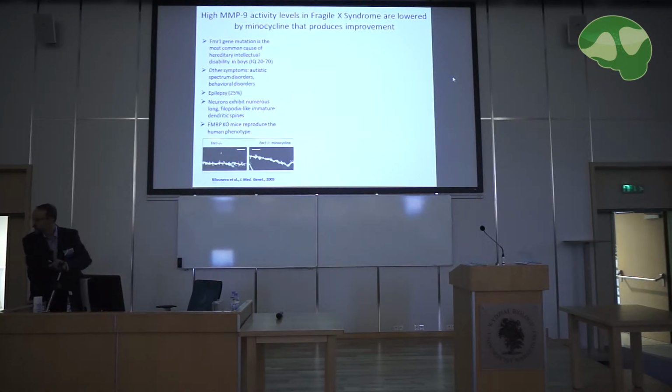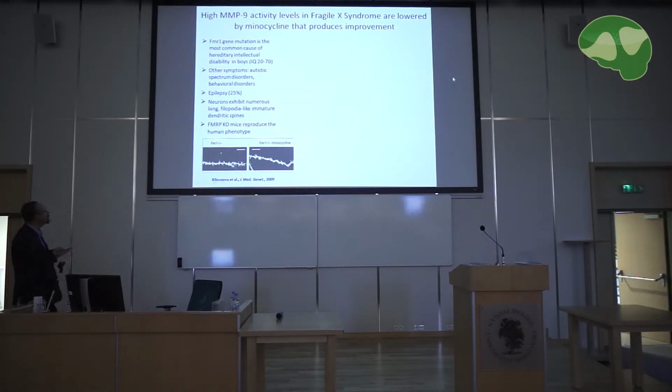Actually, yesterday or two days ago, there were two papers in Nature that again link the most frequent genetic variation in autism spectrum disorders with FMRP. Somehow it's interactive. Epilepsy, 25%. Neurons exhibit numerous long filopodia with prolonged structures. And obviously, since the protein is missing in humans, when we make the knockout in animals, it reproduces this very well. It's one of the best models to study this disorder.